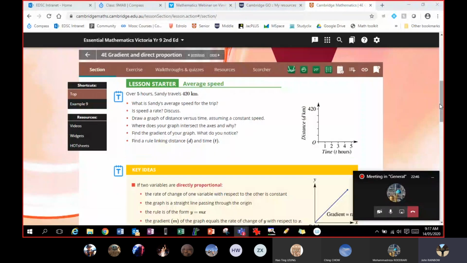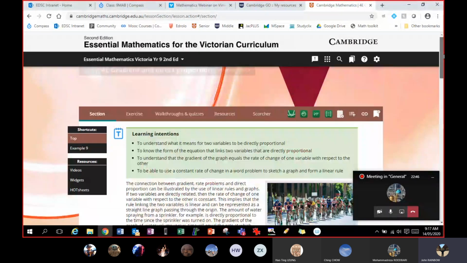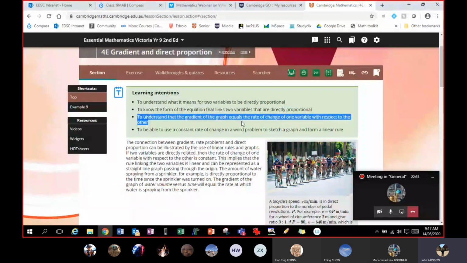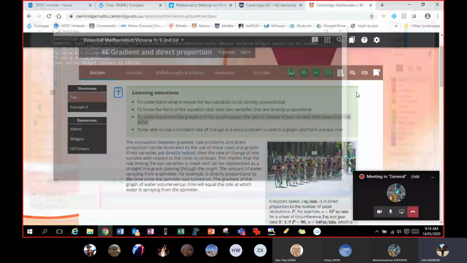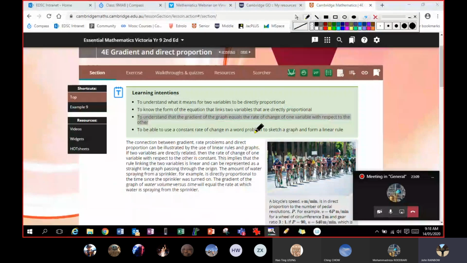And that's one of the key points to understand: the gradient of the graph equals the rate of change of the y variable with respect to the other. So how I actually read this, just to summarize up, is really the gradient of a graph. Once you've got a gradient of a graph, it really represents the rate of change.